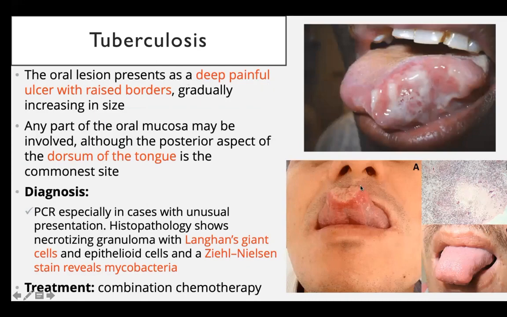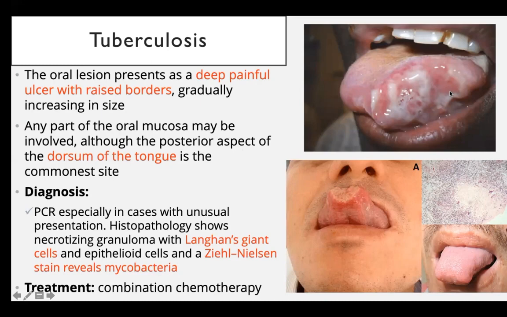Here you can see the tip of the tongue has a deep painful ulcer with raised borders, gradually increasing in size. This is granulation. This is a granulomatous disease, right? Granulomata are formed. Any part of the oral mucosa may be involved, although the posterior aspect of the dorsum of the tongue is the commonest site. Here it is the tip of the tongue, but even the posterior aspect is not important. Just see the dorsum of the tongue.